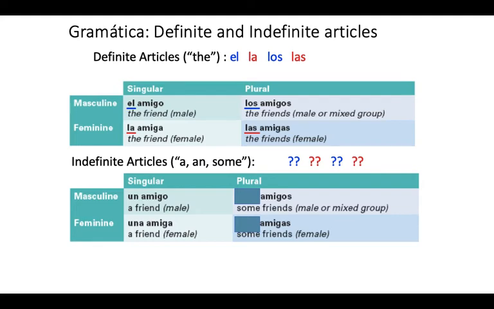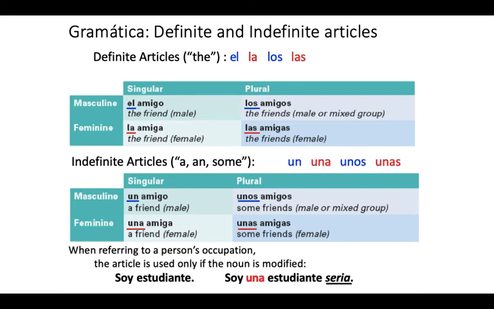I have a friend. I wanted to say some friends. Masculine plural, unos. Unos amigos. Some friends. And how do I change a friend who's female to some friends, feminine? Unas amigas. So our 4 indefinite articles are un, una, unos, and unas. When referring to a person's occupation, the article is used only if the noun is modified.